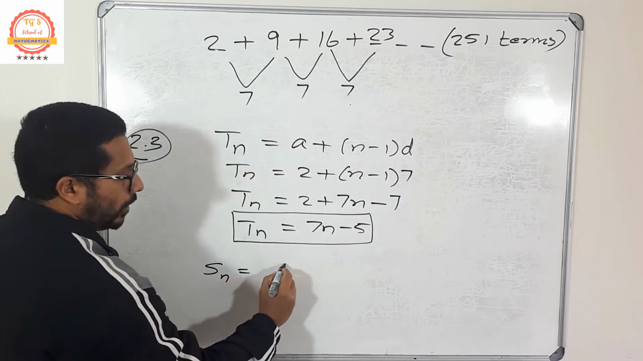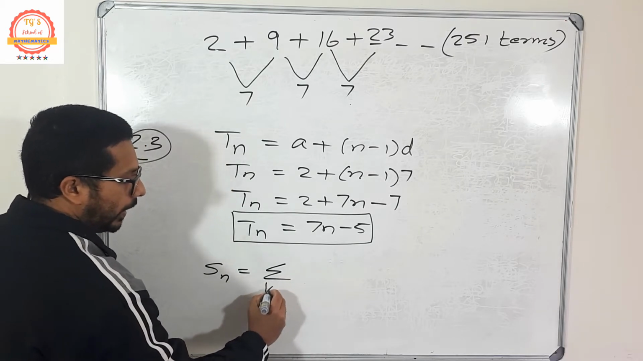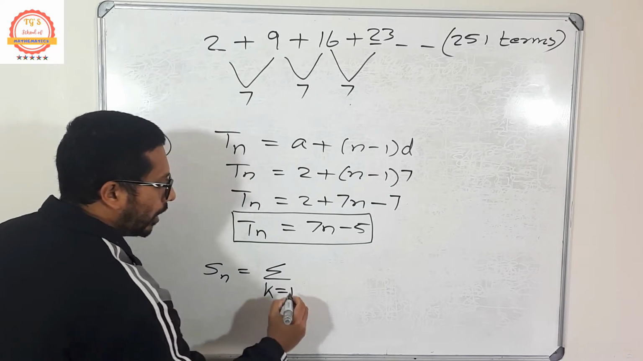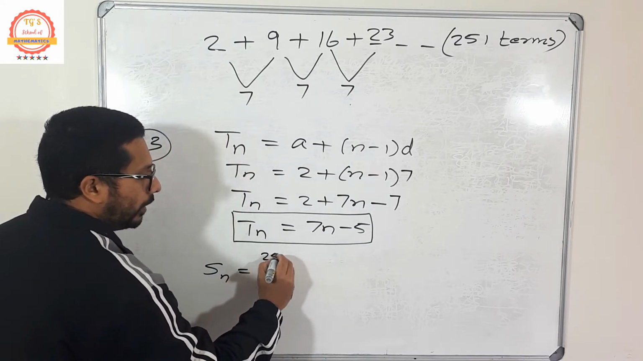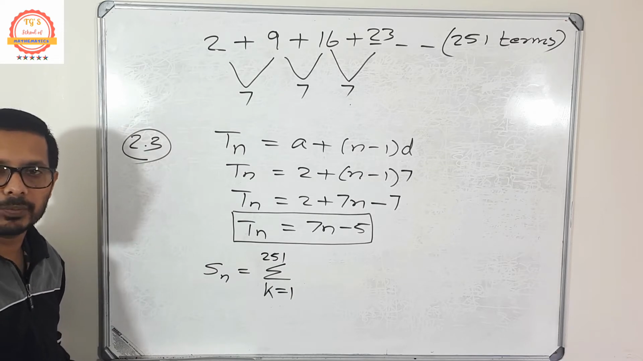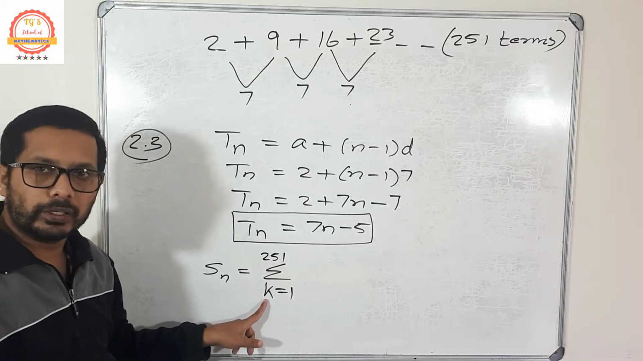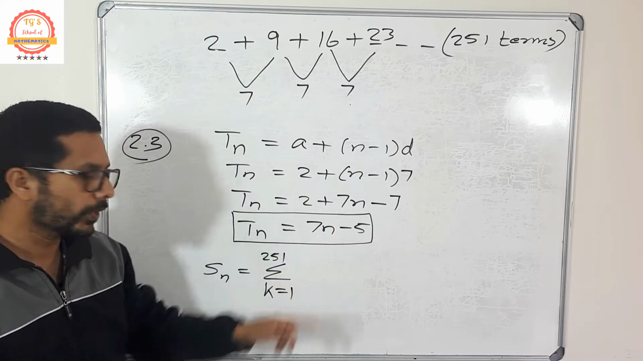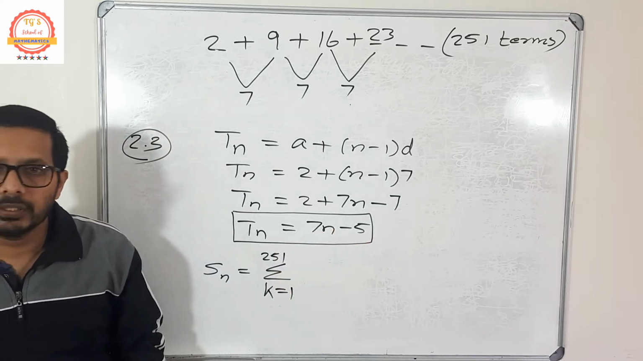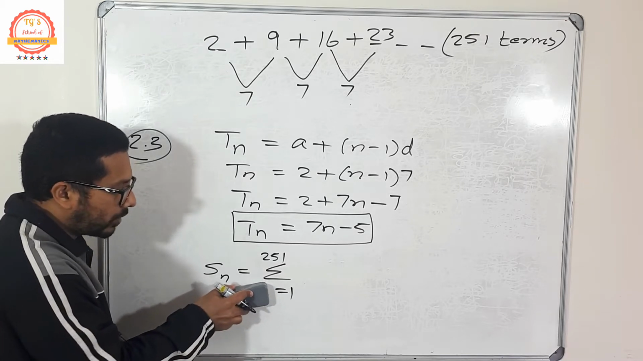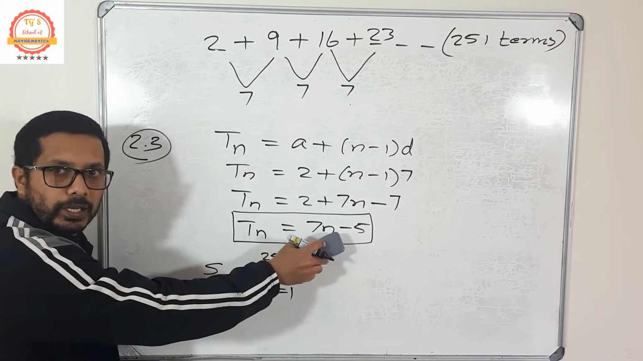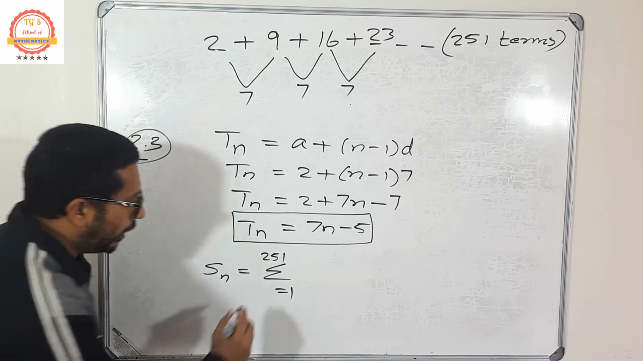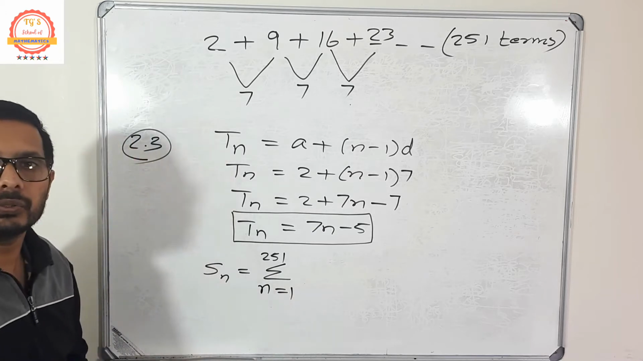Sn is equal to sigma, let me say k, instead of n, k equals 1 to, how many terms are there? 251 terms. It doesn't matter whether k or n. Just to avoid the confusion, let me erase this k, because here we wrote n. So here also let me write n. So n is equal to 1 to 251.